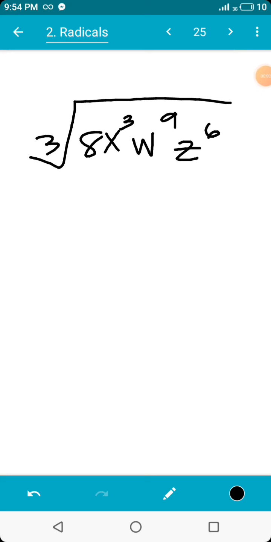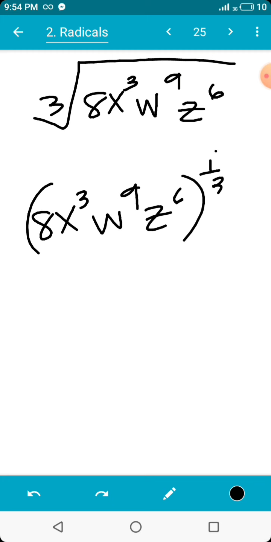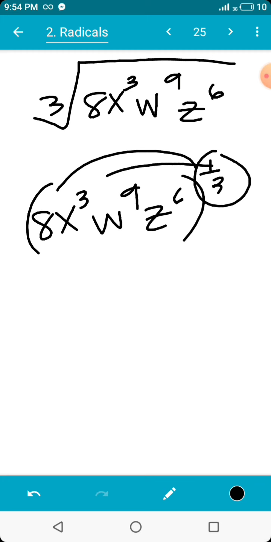Okay, so let's simplify the cube root of 8, x cubed, w raised to 9, z raised to 6. Okay, so i-rewrite natin to as fractional exponent. So, it will become 8, x cubed, w raised to 9, z raised to 6, and all of them will be raised dun sa 1/3. Okay, kasi nga, cube root yan. So, rules of exponent, i-distribute lang natin to sa lahat ng number or variable.